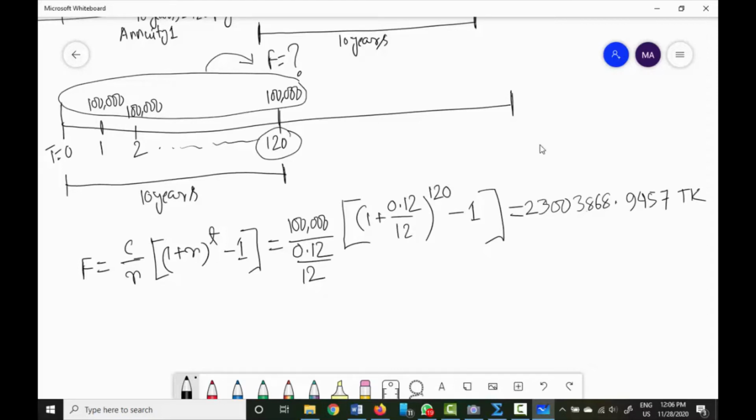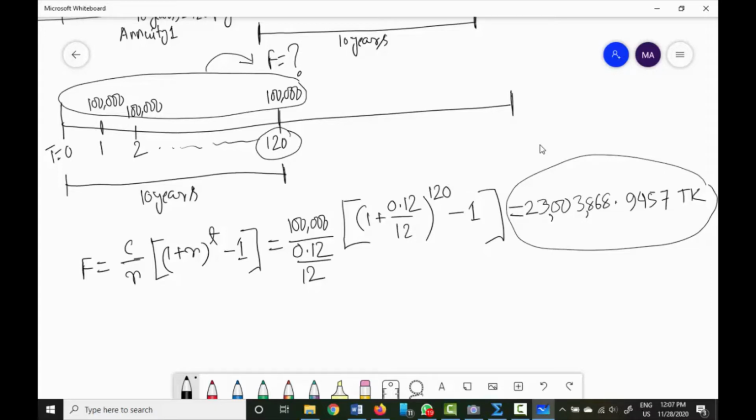So that means 2 crore 3 million 3,868 taka, right? So this is what we will get. So these will be our total savings after 10 years. So this is the amount that we will get after 10 years, right?